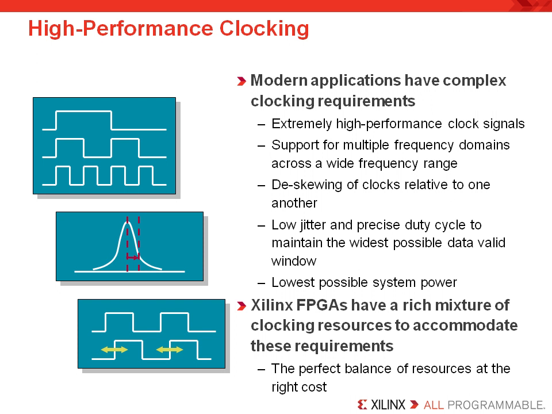Many systems need extremely high performance clock signals as well as multiple clock domains across a wide range of frequencies. Clocks with related frequencies need to be de-skewed for optimum system performance. Low jitter is also required to maintain the widest possible data window, and double data rate applications will require a precise 50-50 duty cycle to obtain maximum performance. Now, all these requirements must be met with the lowest possible system power consumption, which is quite a challenge for any designer. Xilinx FPGAs have a rich mixture of clocking resources to accommodate these system requirements, offering a good balance of resources at the right cost.